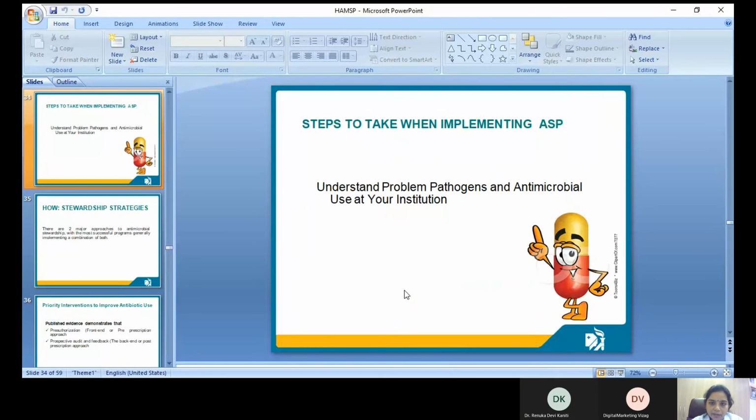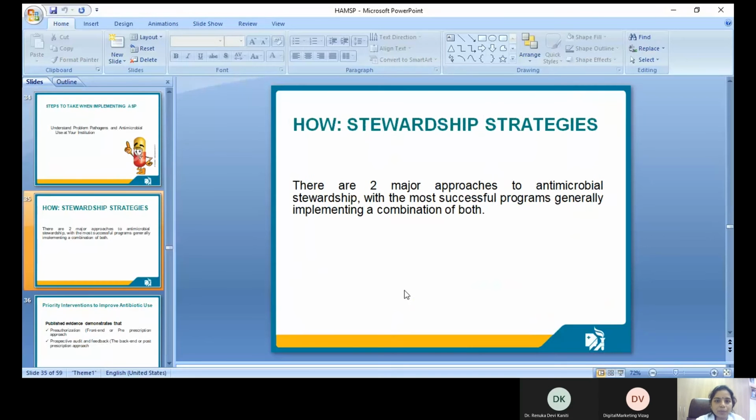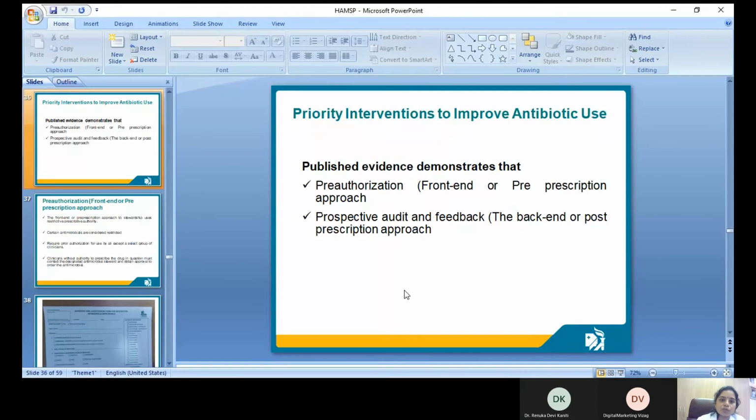So before starting the AMS team, we need to understand our hospital antibiogram as well as the pathogens most commonly involved in our hospital. So coming to the interventions that we shall implement in AMS, there are mainly two interventions. The first one is pre-authorization, otherwise we call it the front-end or pre-prescription approach. The second one is prospective audit and feedback, otherwise we call it the back-end or post-prescription audit.